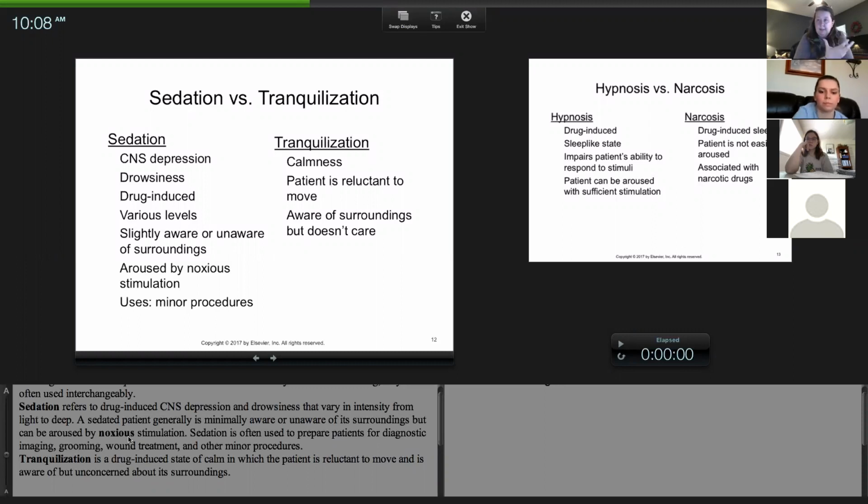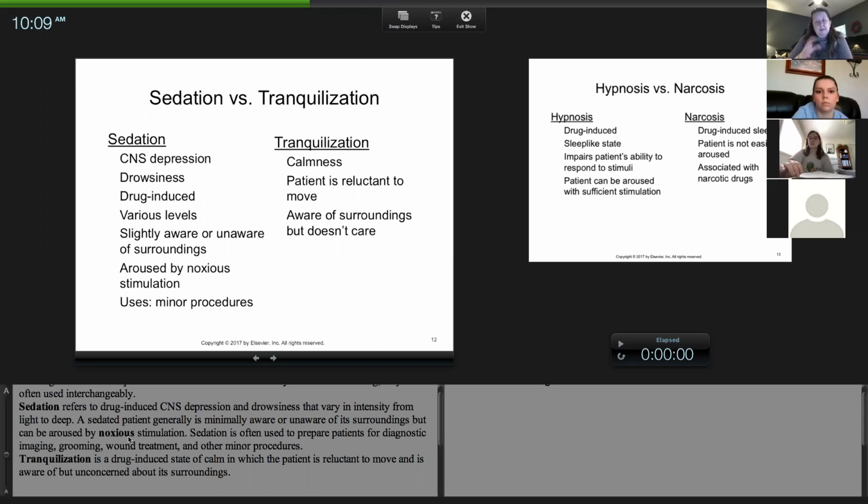Now, again, sedation, like when I was talking about a nail trim, or we just got to draw blood on a cat and she's not very friendly. We tranquilize something that we want to immobilize at a deeper level. But the key thing is in both of these, the patient is somewhat aware. With tranquilization, you're going to get more immobilization. Does that make more sense to you, Riley, and to you, Michaela?